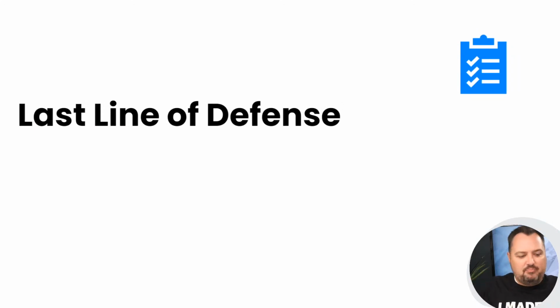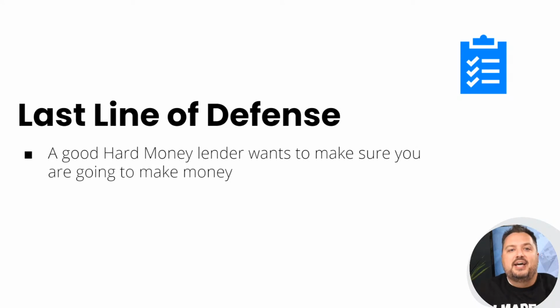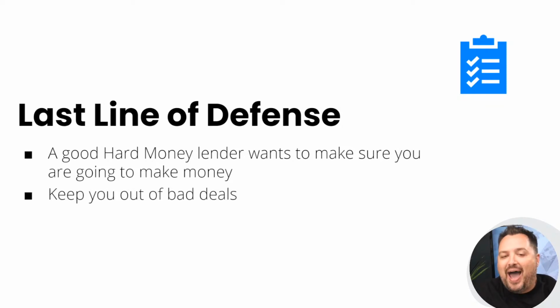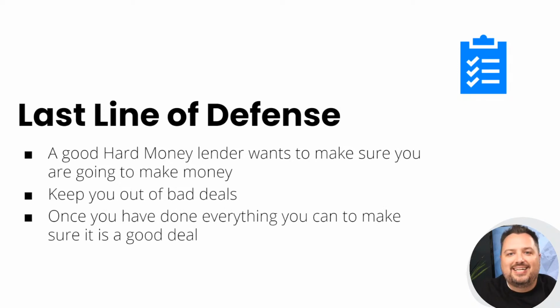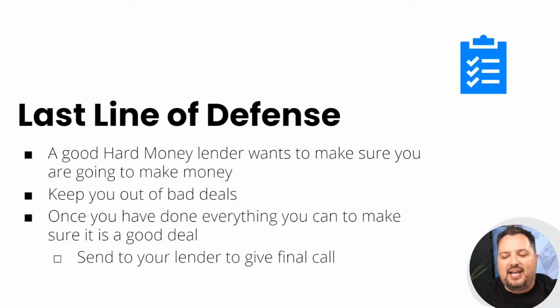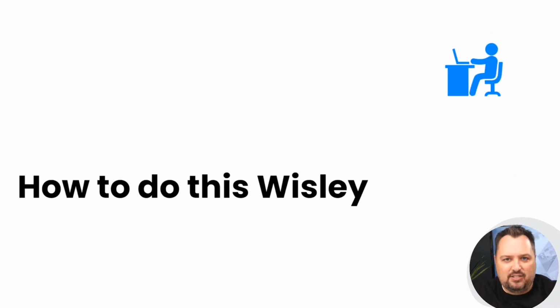But one of the things that's really important when you're dealing with a hard money lender is realizing they're your last line of defense. A good hard money lender really wants to make sure you're going to make money, okay? So that keeps you out of the bad deals. Once you have done everything you can do, then a hard money lender comes in and says, yeah, I think it's a good deal as well. So it's your second line of defense. After you've done all the research you can do, then the hard money lender jumps in, and if they think it's a good deal, it's probably going to end up as a good deal.